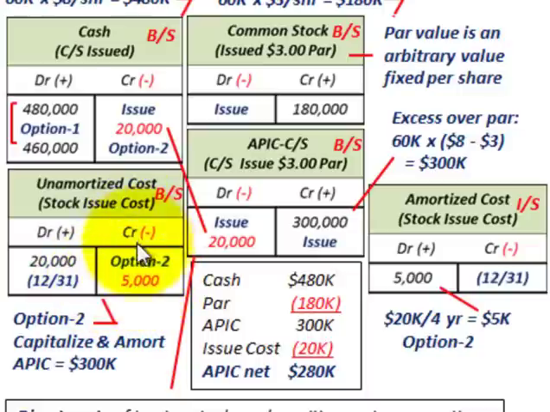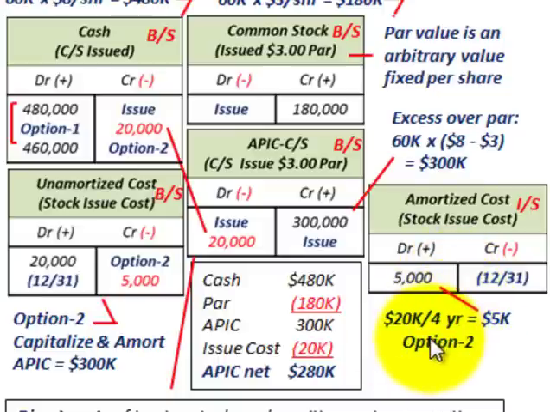So at the end of the year, we'd credit or reduce our unamortized cost of $20,000 by $5,000. Then the balance would go to an amortized cost or an expense here on our income statement. So we would debit that by $5,000 for an end of the year adjusting entry. I'm just looking at those issue costs, $20,000, and using the straight line method, amortizing them over 4 years for this example. That's going to be $5,000 per year.